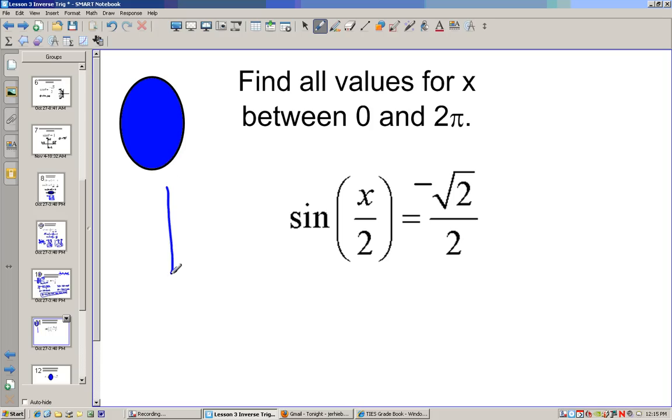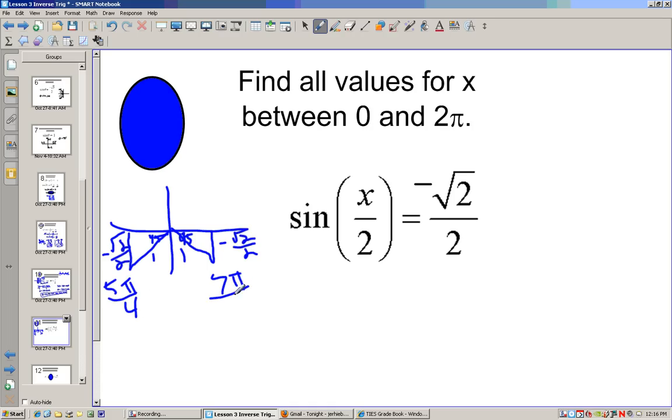The first step is to know where sine is going to give us the exact value of negative root 2 over 2. And it's in these two sections where this is a 45, 45, 90 triangle. So this will be 5 pi over 4 and 7 pi over 4. So now we have two equations. x over 2 is equal to 5 pi over 4, and x over 2 is equal to 7 pi over 4.